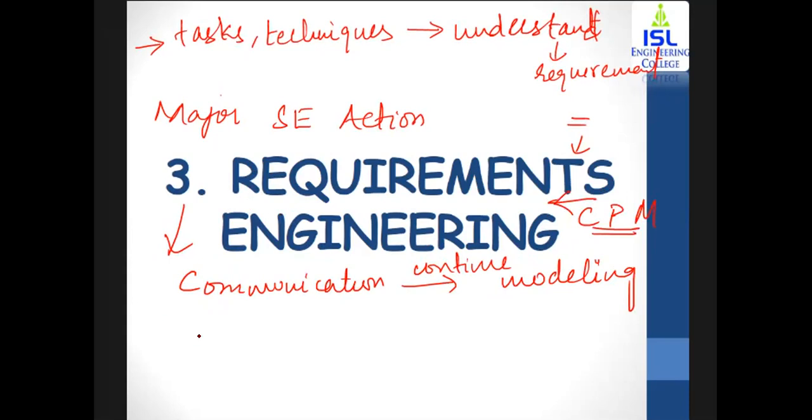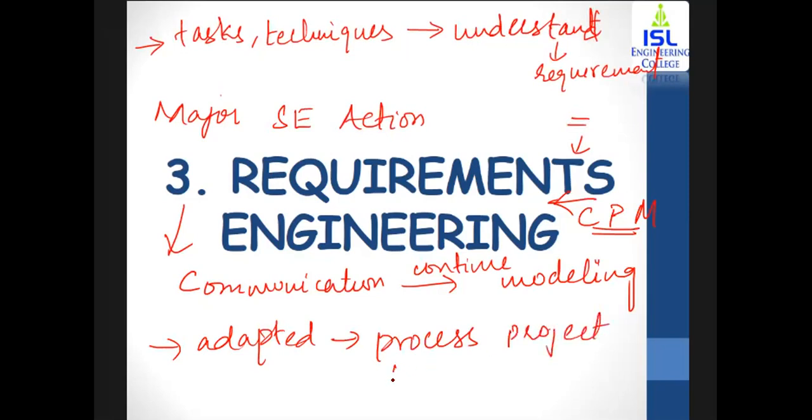Now, requirement engineering should be adaptable. That is, you need to be able to make changes according to the process that you're using for the project. What is the process that you're following within the project? What is the product that you're developing? And who are the people that are doing the work? Based upon these 3 things, your requirement engineering needs to be adaptable. So this is what requirement engineering is.